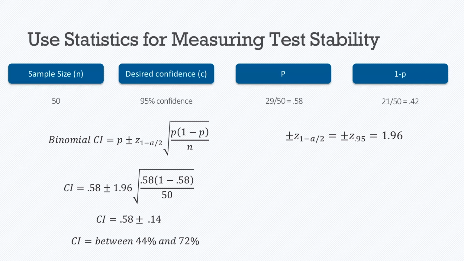So boiling this down once again, what this is telling us is that after performing this calculation on our test set, we now know that the vast majority of the time, 95% of the time, our entire suite is going to succeed between 44 and 72% of the time. 95% confidence interval.